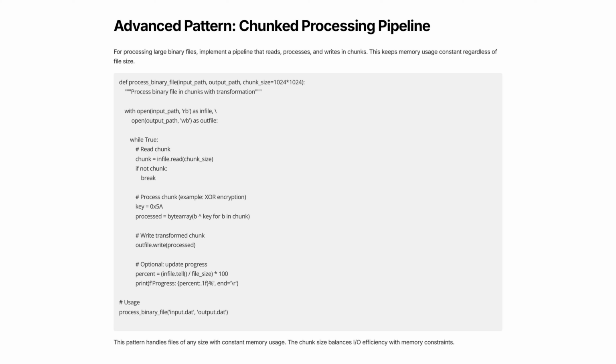Implement a chunked processing pipeline for large binary files to maintain constant memory usage. Read, process, and write in chunks, such as 1 megabyte, to balance input-output efficiency. For instance, apply XOR encryption to each chunk before writing. This method ensures efficient handling of files regardless of size, optimizing both performance and resource management.